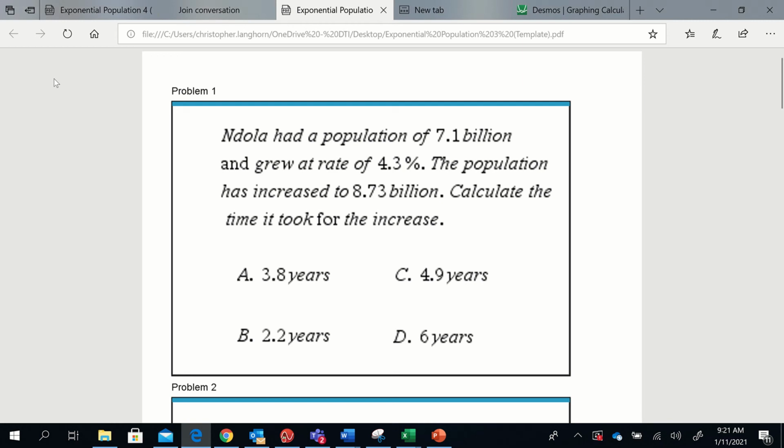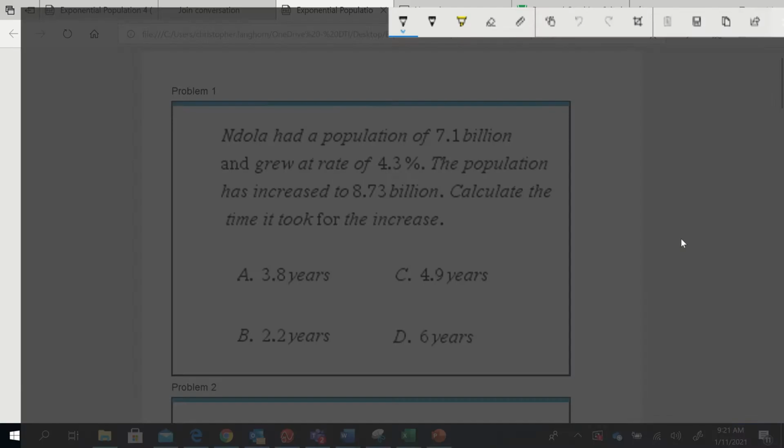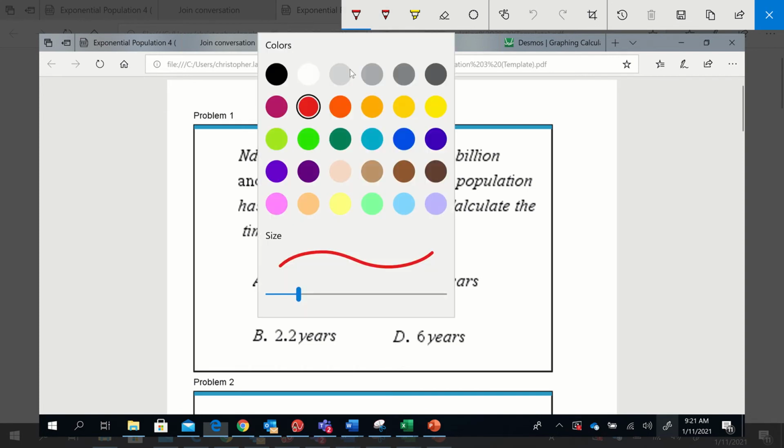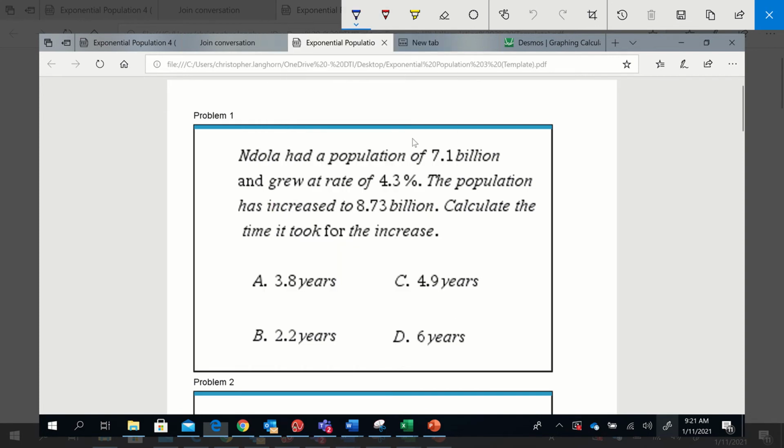This is exponential population 3. We're trying to calculate the time it took for a population to increase, given some obvious things. We're going to use the exponential formula, and I'm going to highlight it with the colors that we normally use. So we know our starting point is here, 7.1.